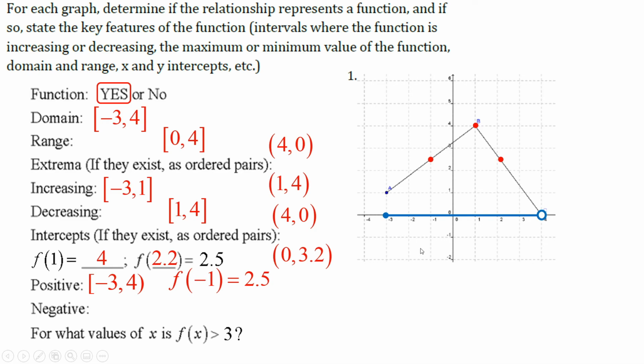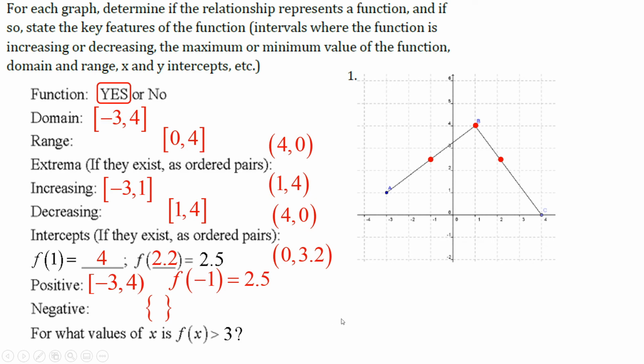Now, where's it negative? Well, does that graph ever dip below the x-axis? It does not. So it is never negative. So I'm going to say this graph is negative: empty set. Never.